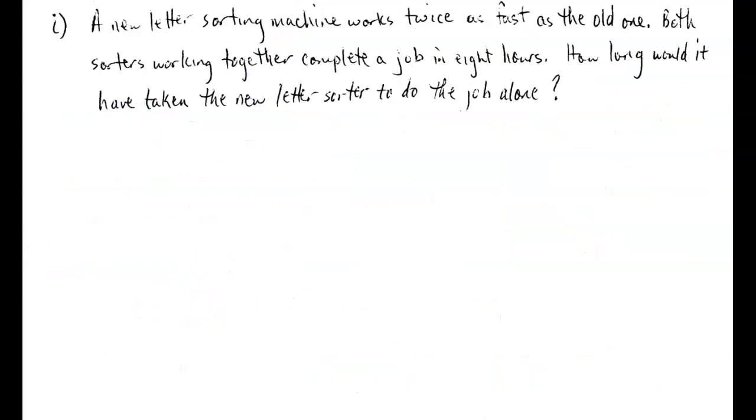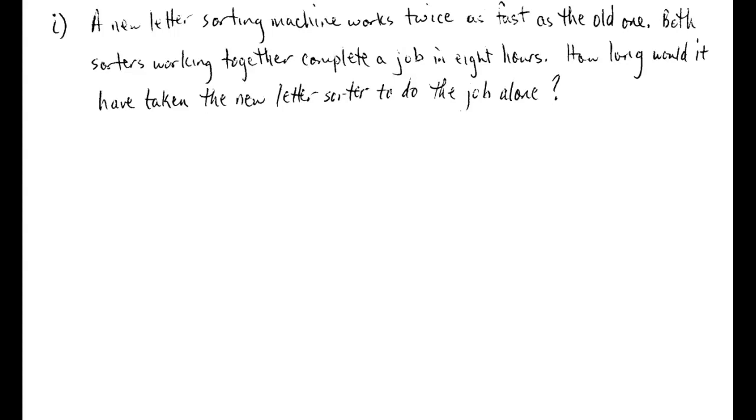So our last example will be a work rate example. And so this example says we have a new letter sorting machine, and it works twice as fast as the old one that they currently have. Both sorters working together complete a job in 8 hours. We want to know how long would it have taken the new letter sorter to do the job alone, or just by itself.